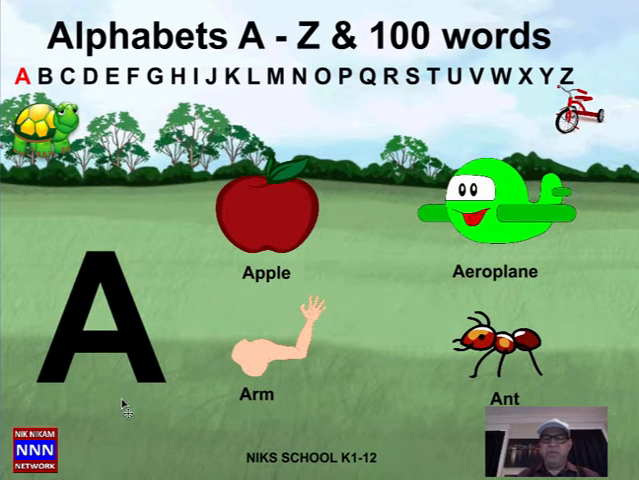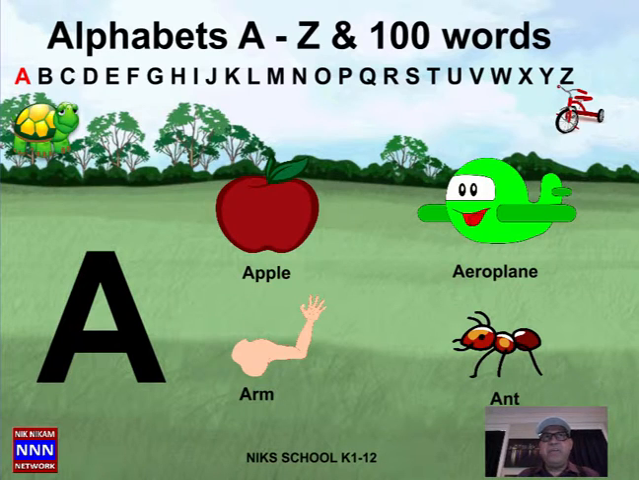Here we have four different examples, all starting with the letter A. Let us learn these names. We already learned apple. The next one is aeroplane. That fly. And arm. I have two arms. How many arms do you have? Count.